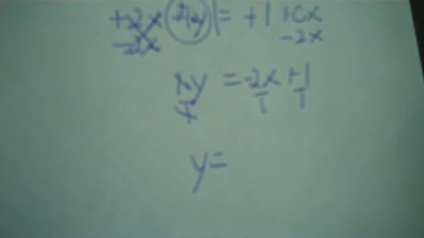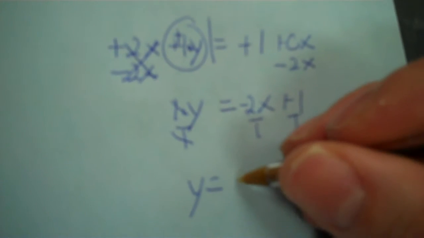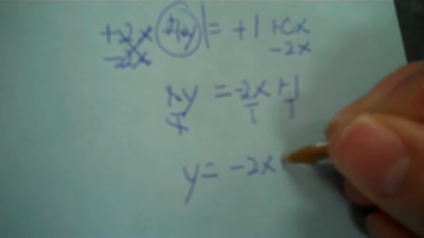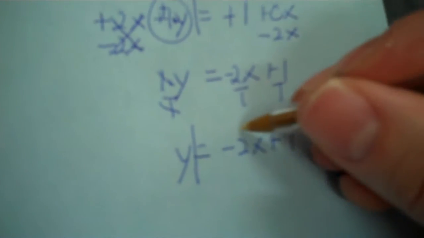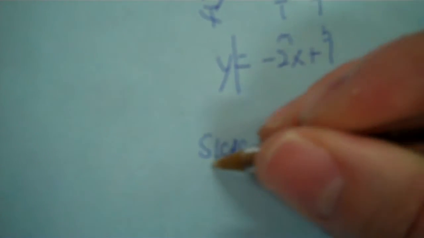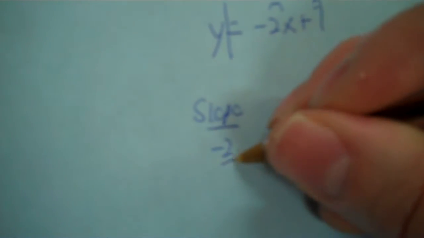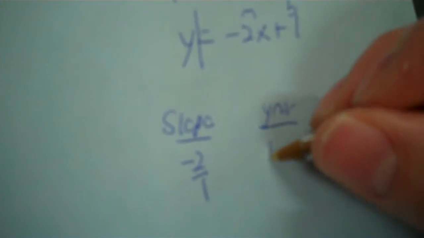Negative 2 divided by 1 is negative 2, okay, plus 1. Now you have your m and your b. So slope, y-intercept. So the slope is negative 2 over 1, and positive 1 is the y-intercept. So then down 2, forward 1.